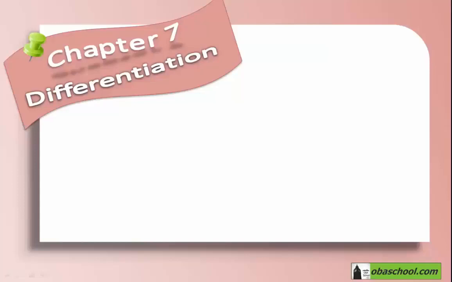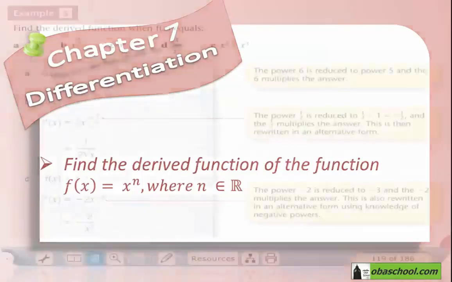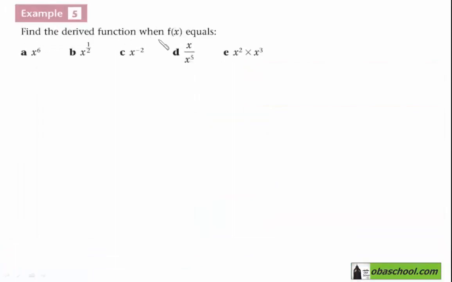In this tutorial, we are going to try solving more applications in order to find the derived function of the function f of x equal x to the power n, where n belongs to R, or any real number. For this purpose, we are going to example 5, page 119. Find the derived function where f of x equal part A, B, C, D, E, and we will add part F later on.